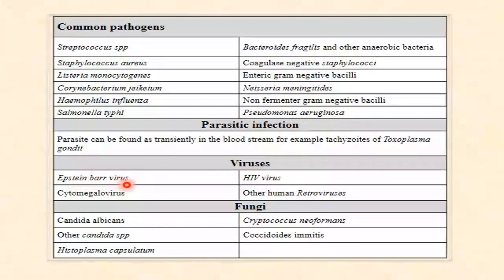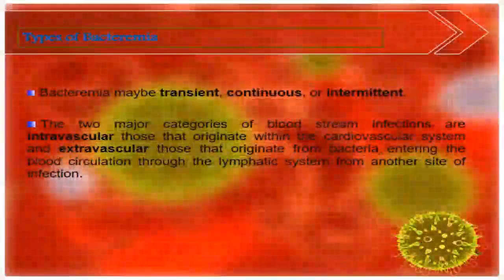Viruses include human immunodeficiency virus, cytomegalovirus, and other human retroviruses. Fungal causes include Candida albicans, especially in immunocompromised patients, Cryptococcus neoformans, other Candida species, Coccidioides immitis, and Histoplasma capsulatum. Fungal infection occurs in the young and the older and in immunocompromised patients.